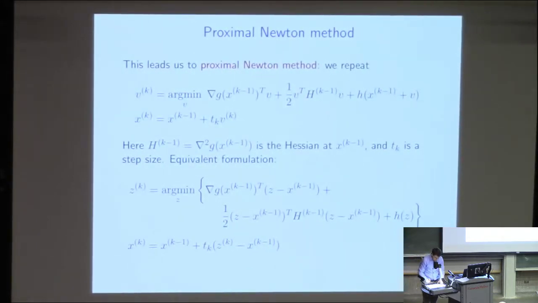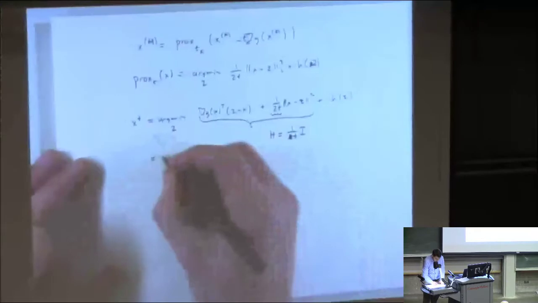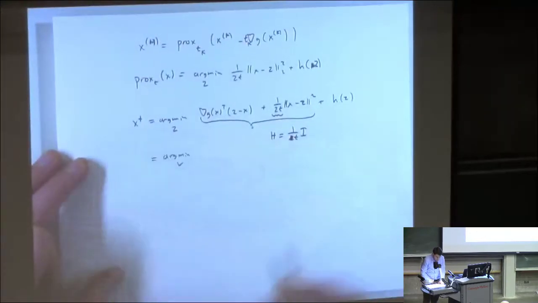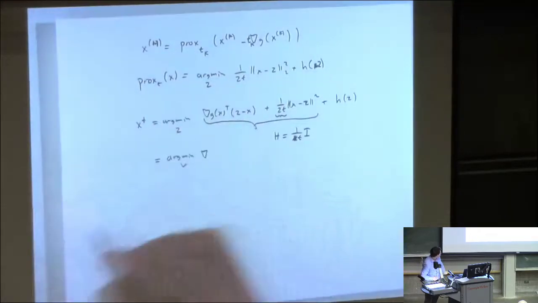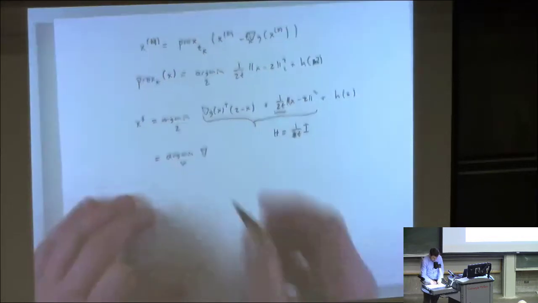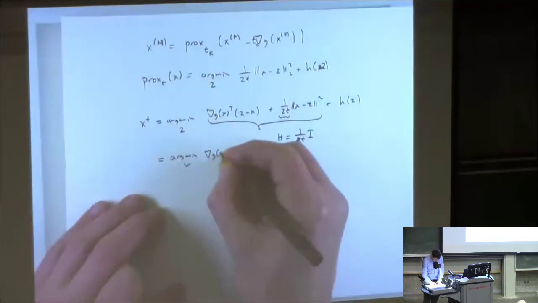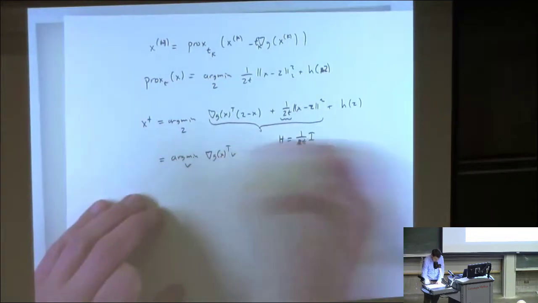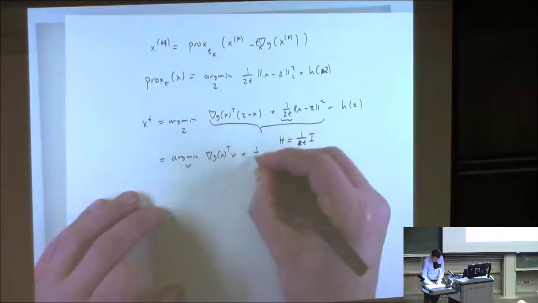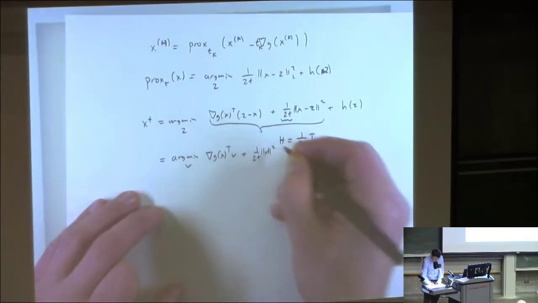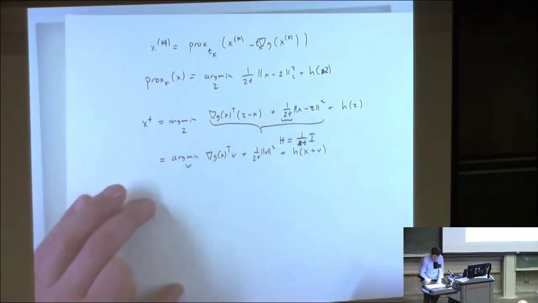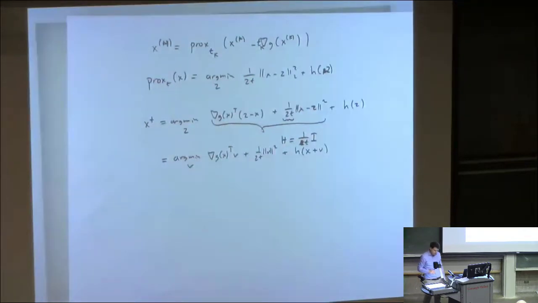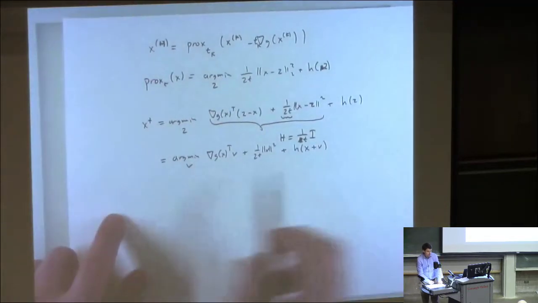What this is going to lead us to is the proximal Newton method. First, I'm going to write this a little differently. Notice this operator here is equivalent to the argmin over v, where v is really z minus x, of the gradient with respect to x of g of x transpose v plus 1 over 2t norm of v squared plus h of x plus v. So v is like our additional term here.